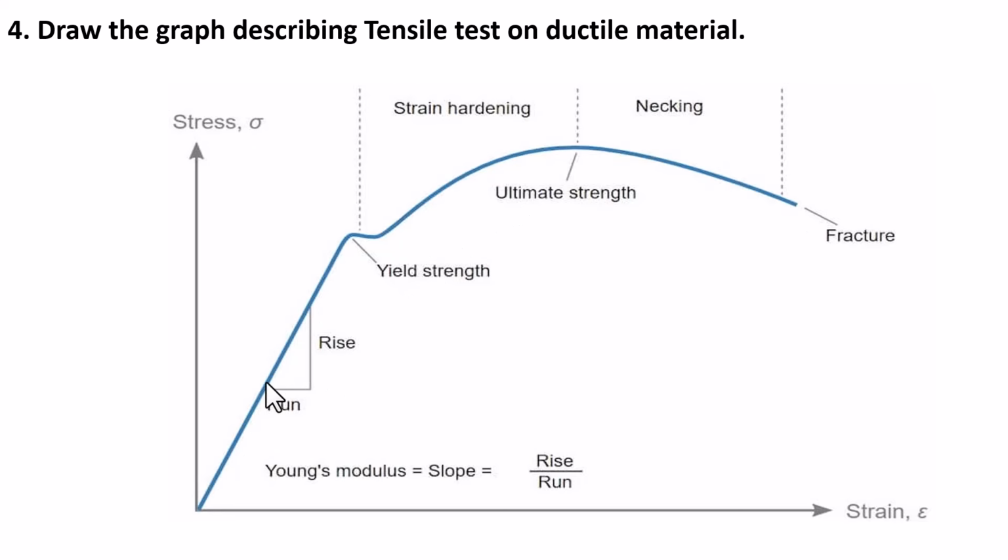So this is the proportional limit in this region. If you find the slope, you can find the Young's modulus of the material. That is, slope is equal to stress by strain.